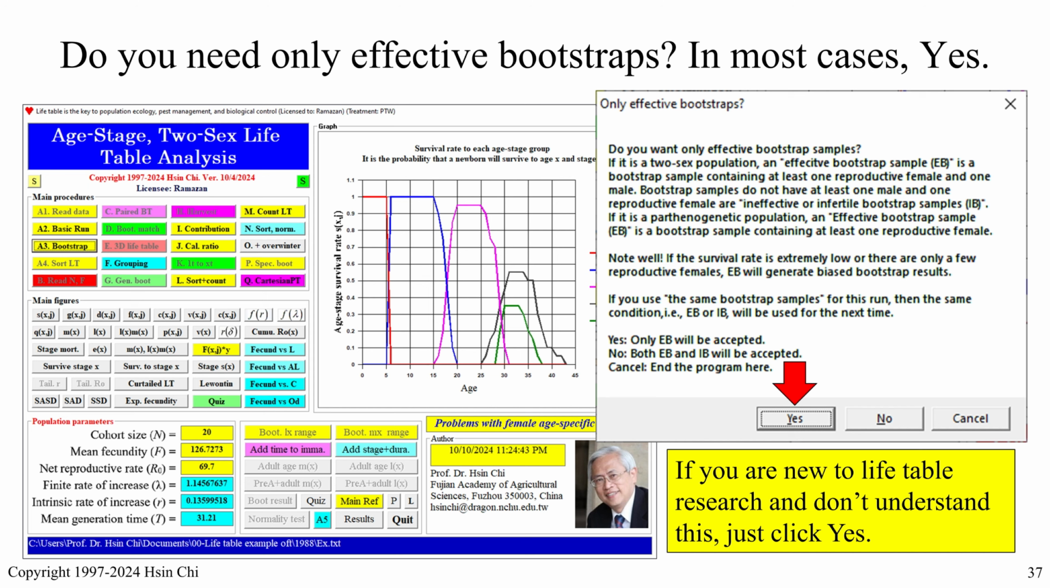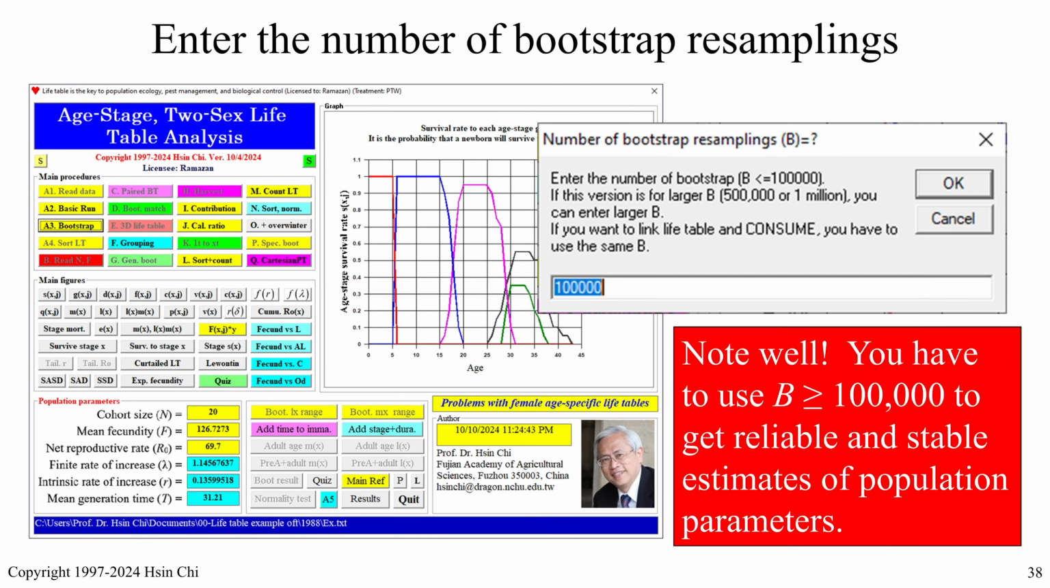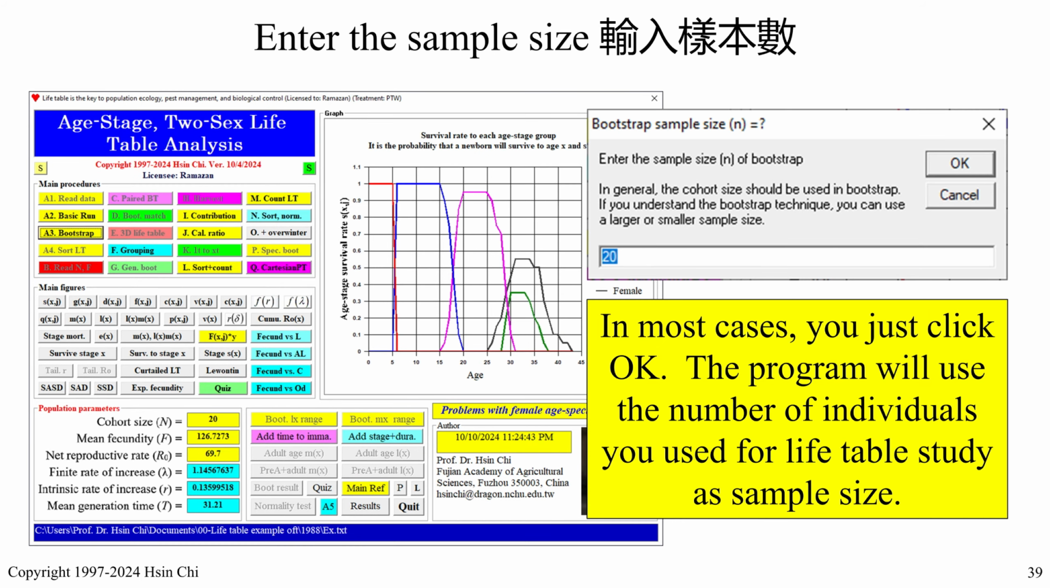Do you need only effective bootstraps? If you are new to life table research and don't understand this, just click Yes. Enter the number of bootstrap resamplings B. Note well, you have to use a large B to get reliable and stable estimates of population parameters. Enter the sample size. In most cases, you just click OK. The program will use the number of individuals you used for the life table study as sample size.